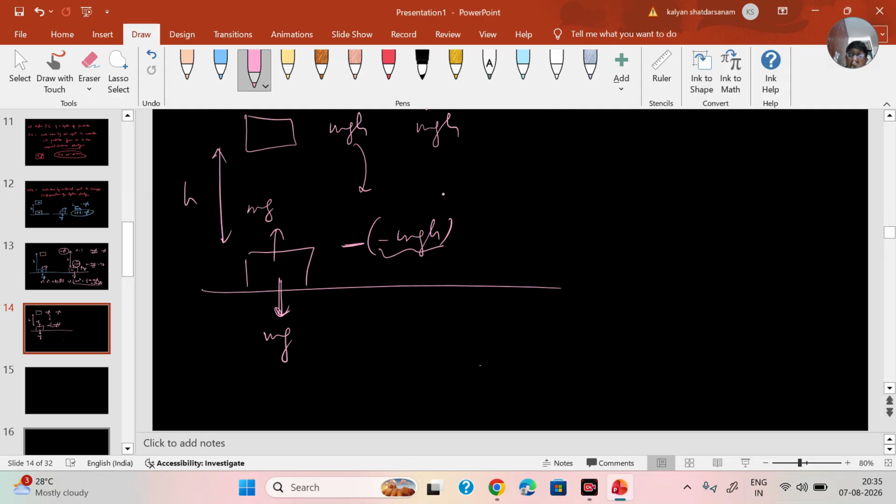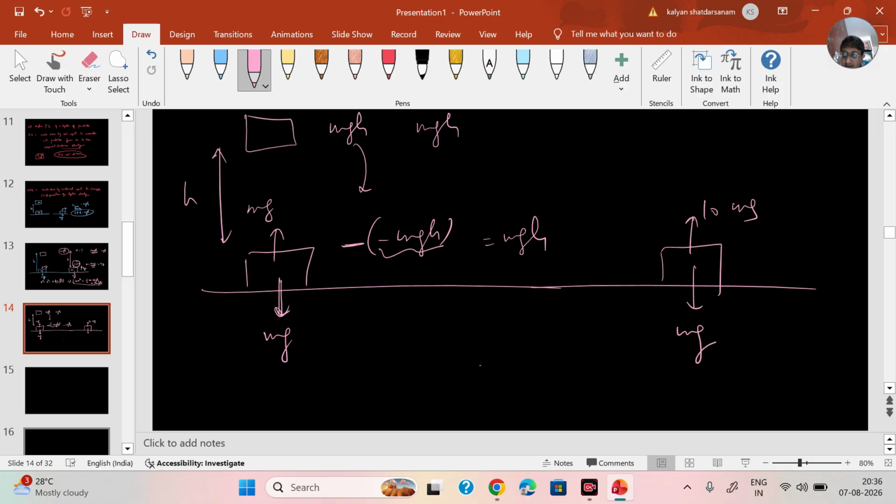So work done by gravity is minus mgh. Negative of that will still be mgh. That is change in potential energy. Now here it doesn't matter even if you take it fast. Suppose you applied 10 mg, no problem. Gravity is still mg only. So work done by gravity is minus mgh. Negative of that is still change in potential energy.